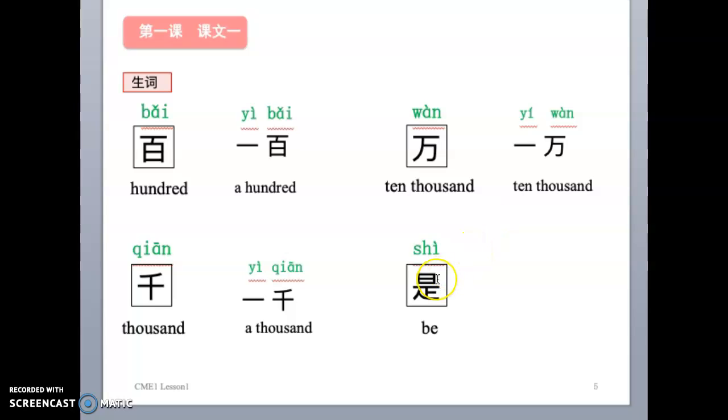This is the verb to be, 是, and 是 has 3 components here. We'll go over this in detail on another video. In this video, we're just going to go through the PowerPoint.